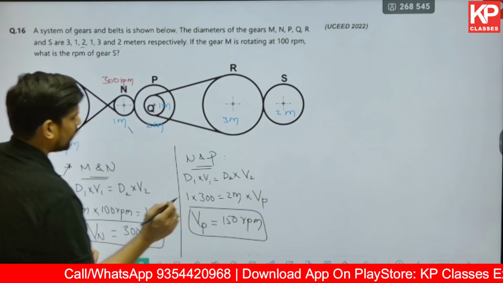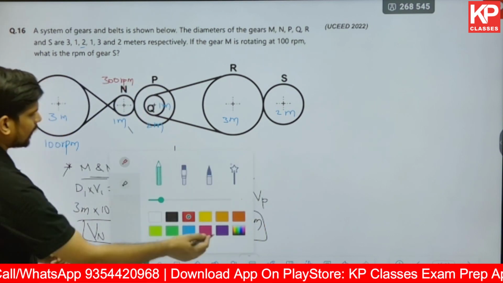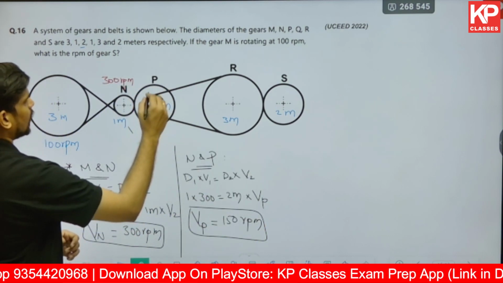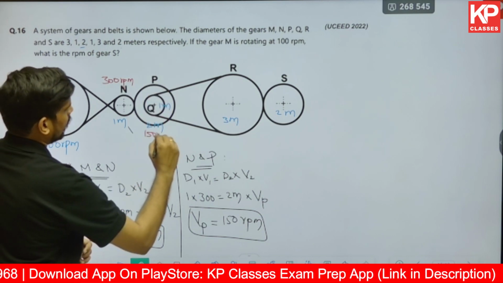So I have calculated for P also. Let me write that value over here. This is coming out to be 150 rpm.